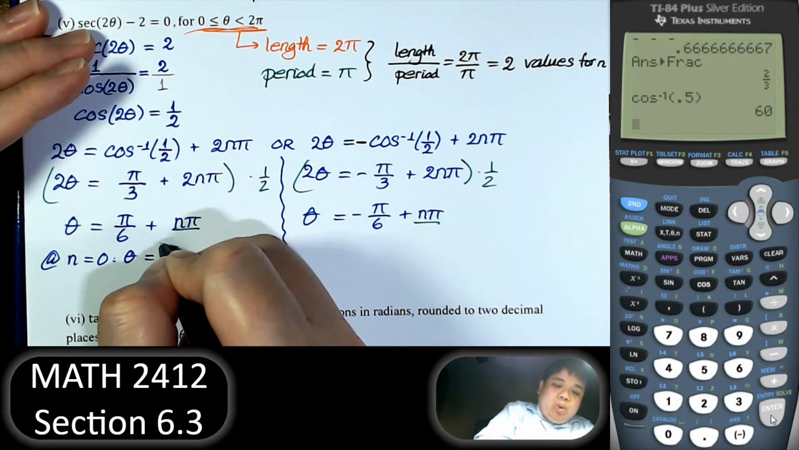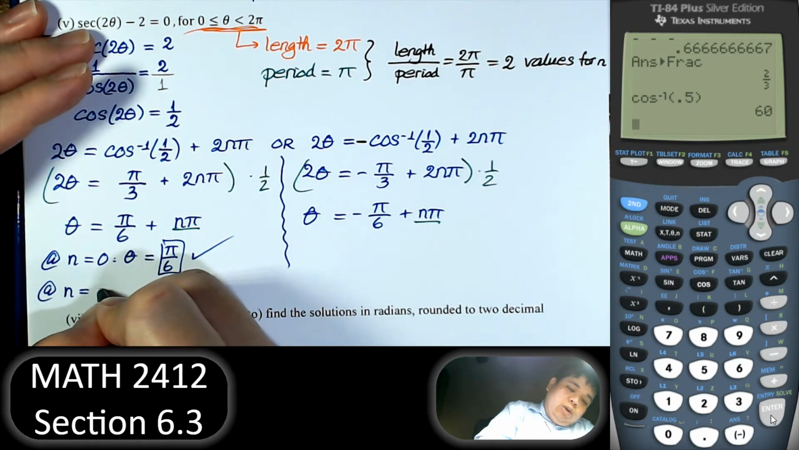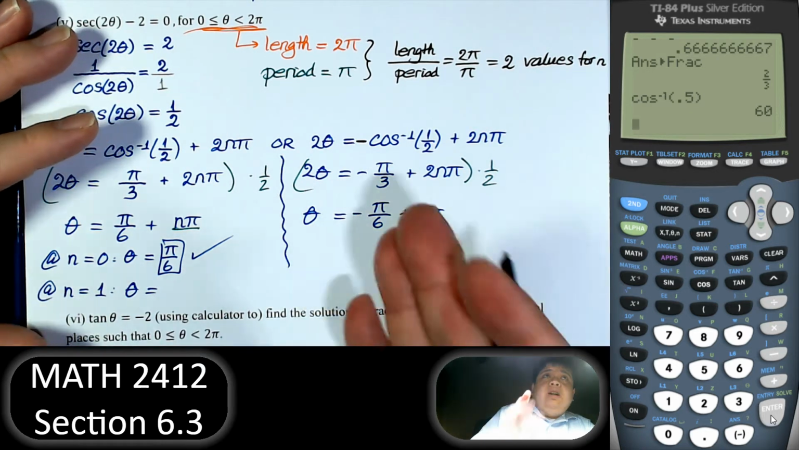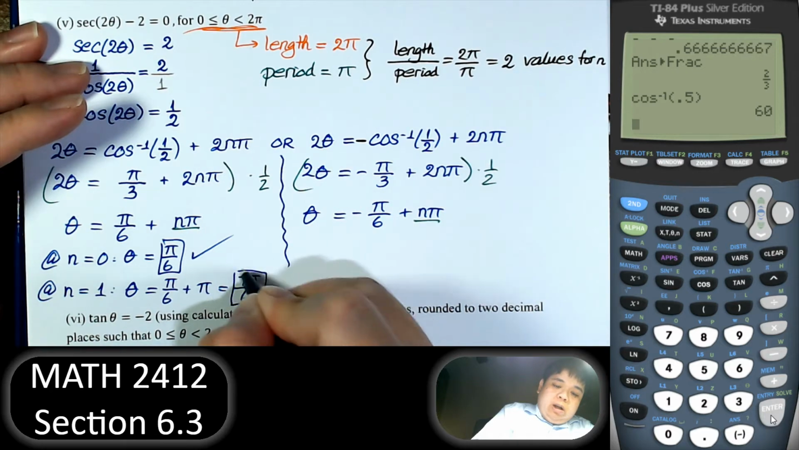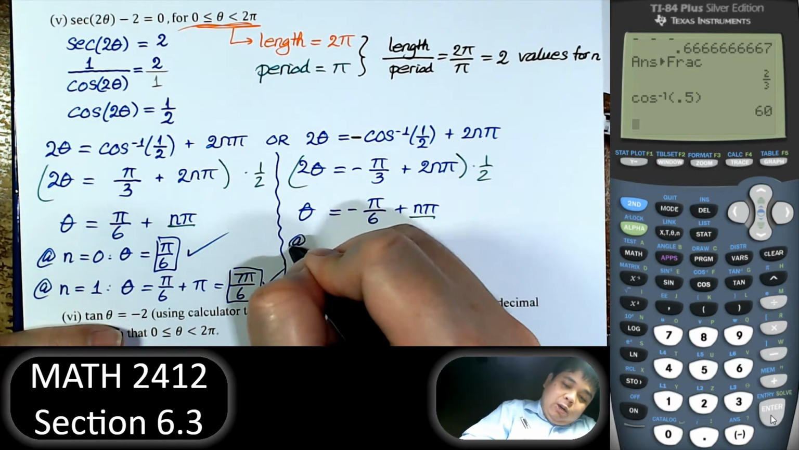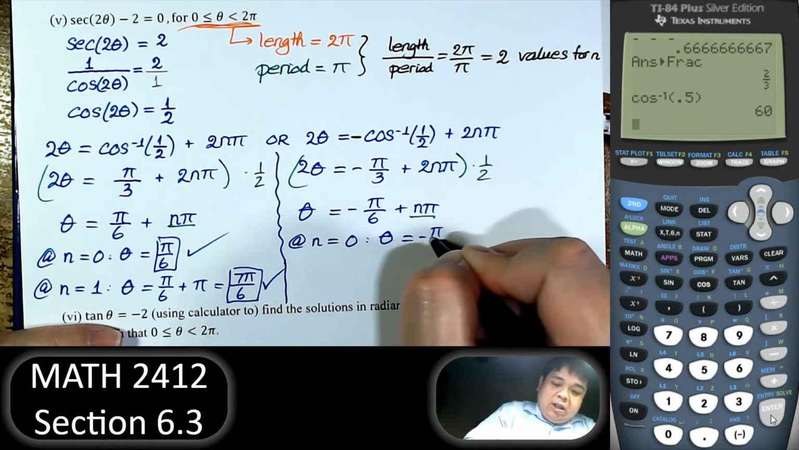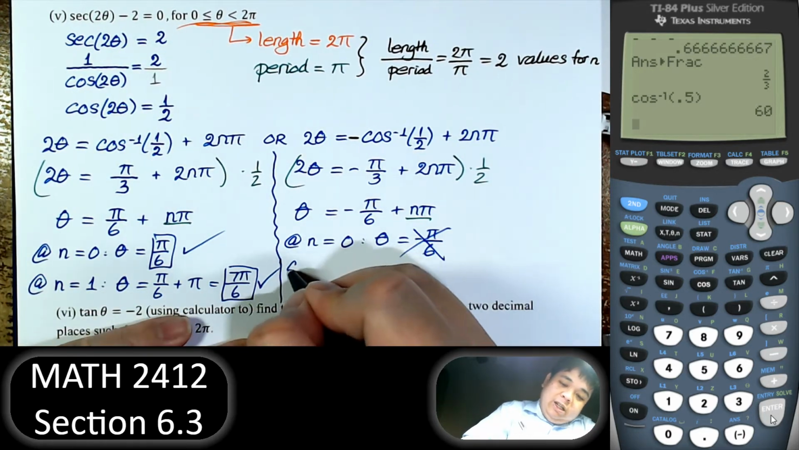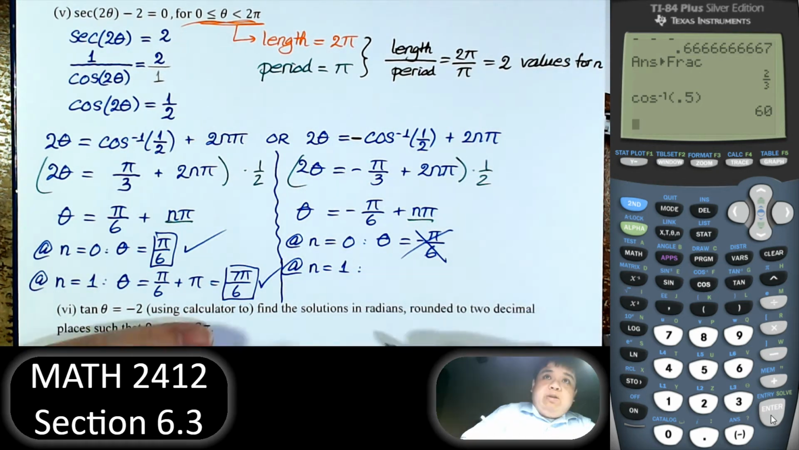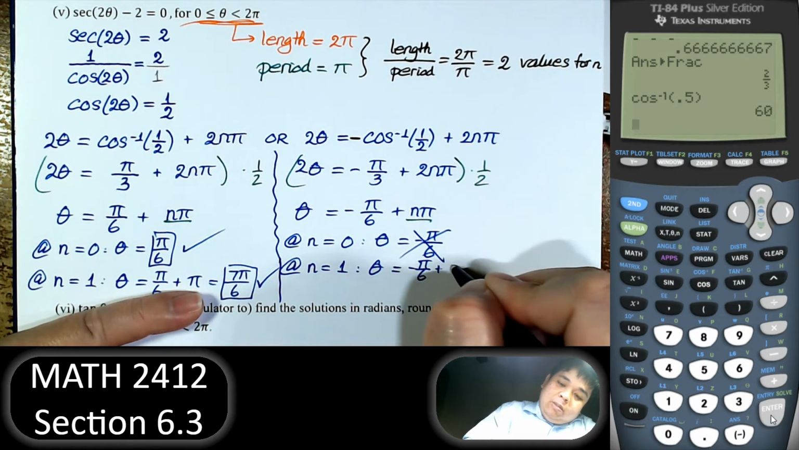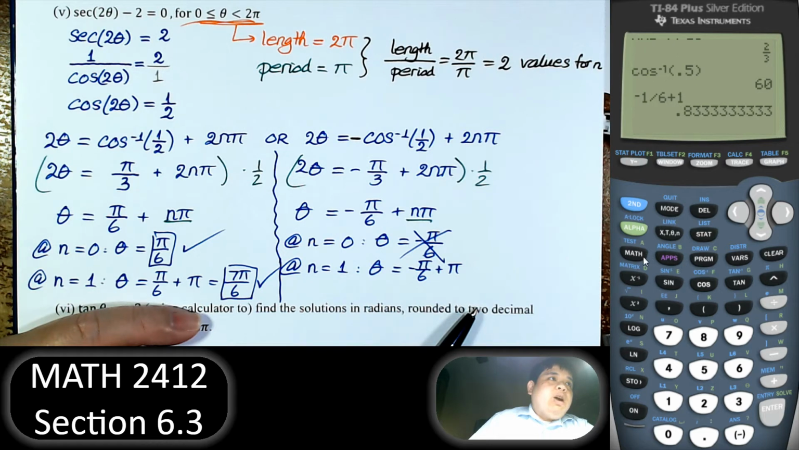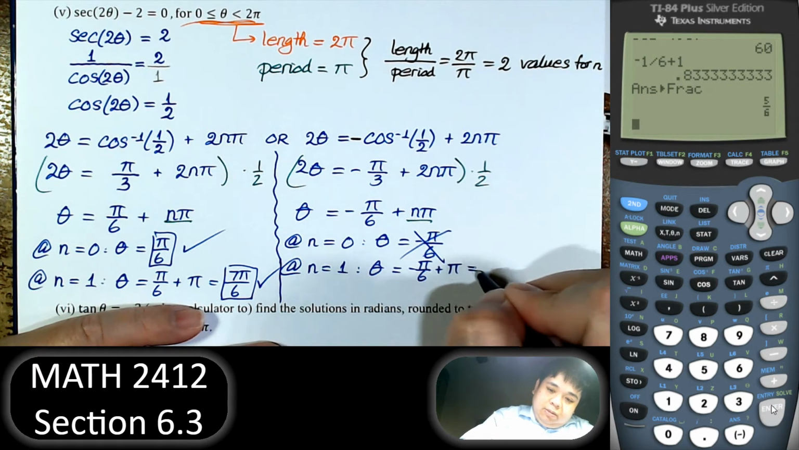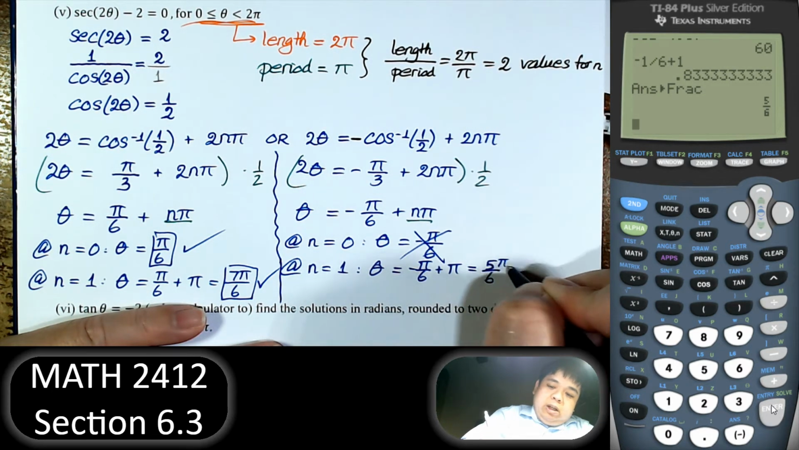We have pi over 6 between 0 and 2 pi. Yep. At n equal to 1, theta equal to pi over 6 plus pi, 7 pi over 6, and that is also between 0 and 2 pi. Now here, when n equal to 0, theta equal to negative pi over 6. This is not between 0 and 2 pi, so that doesn't work because that's too small. Then we choose a bigger value for n, theta equal to negative pi over 6 plus pi, or negative 1 over 6 plus 1, convert to fraction, 5 over 6. Stick a pi to it, and this is between 0 and 2 pi.